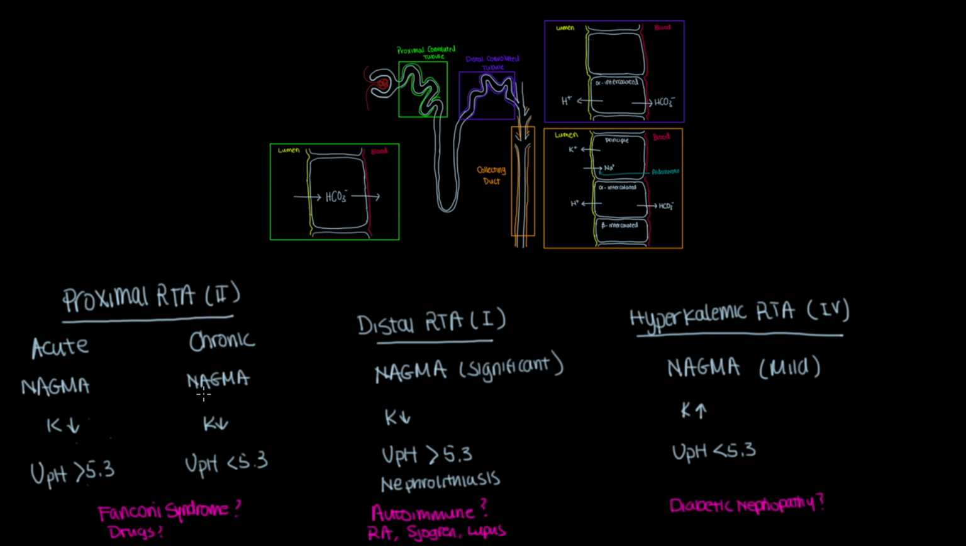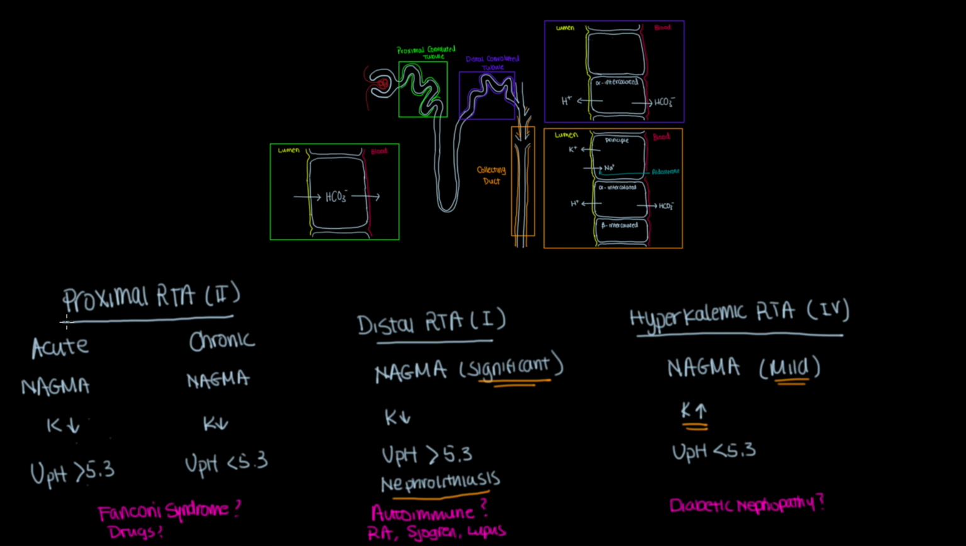So now as a summary, I've written out each of the key features of each of the RTAs that we went over. And as you may see, each of these may have some defining features, such as the hyperkalemic RTA is the only one with very high potassium, as well as the non-anion gap metabolic acidosis is fairly mild. For distal RTAs, we see that sometimes there are kidney stones produced, as well as it's associated with other autoimmune conditions, as well as the fact that the non-anion gap metabolic acidosis is fairly significant.